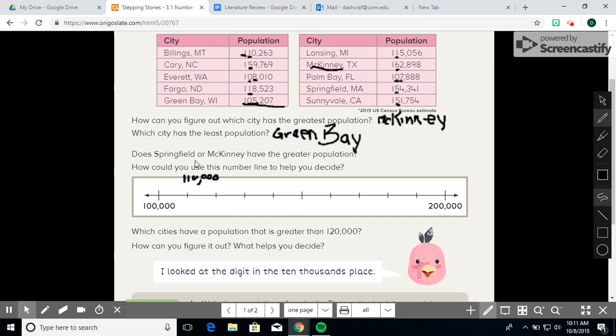So if I was going to plot these somewhere on the number line, I'm going to look at Springfield, and I can sort of round this to 150,000. I know it's going to be a little bit more than 150,000, so I might place Springfield right here, and I'll make Springfield black, and then I'll make McKinney blue. McKinney is a little more than 160,000, so I'm going to go to 160,000, go a little bit past it. And I can see that where I place McKinney is closer to 200,000, so it must be greater.